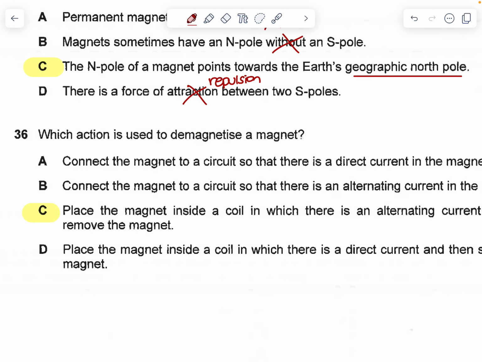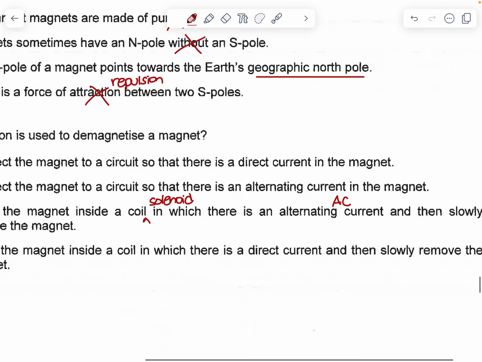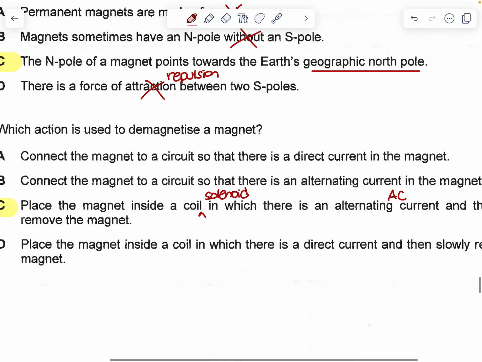Question 36. Which action is used to demagnetize a magnet? So usually you put in a coil, a solenoid, and you run AC, alternating current, to actually confuse the magnetic spins. And then you can actually demagnetize a magnet.